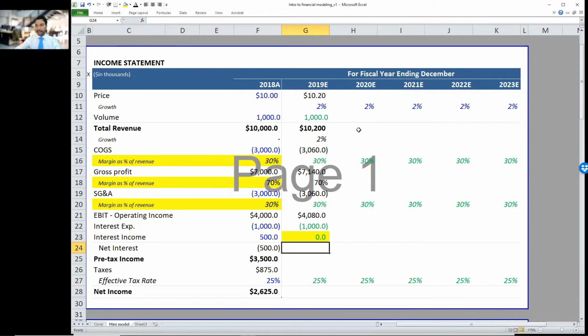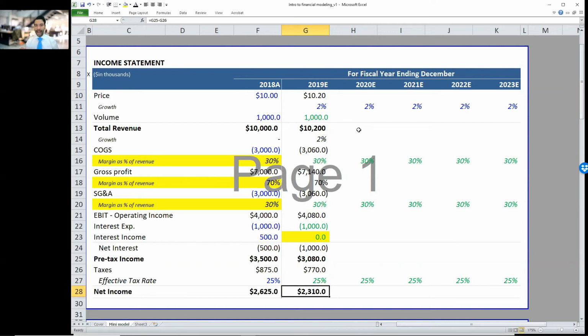So what is my net interest amount? Take your interest expense plus your interest income. Pre-tax income will be operating income less net interest, in this case 3080, I should say. And lastly, my income tax is going to be my 25% effective tax rate multiplied by my pre-tax income. There it is. And of course, net income is pre-tax income less your taxes. And there is my bottom line number.